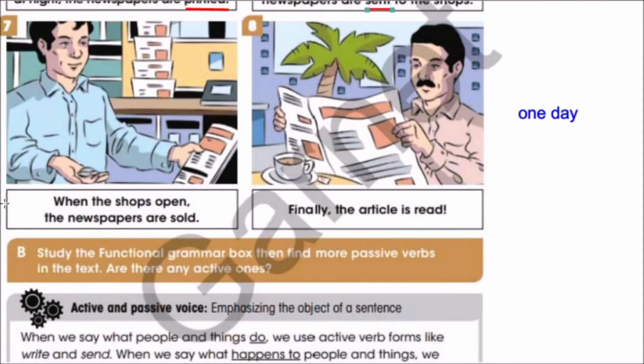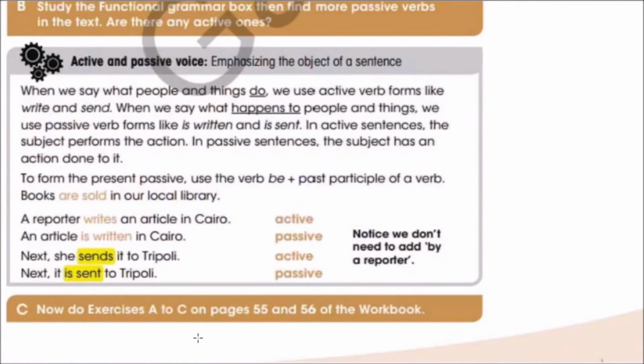When the shops open, the newspapers are sold. Same thing. Who sells them? We don't know, so it's passive. Finally, the article is read. We don't know who reads them. That makes it passive form. Very good. Now, question C.